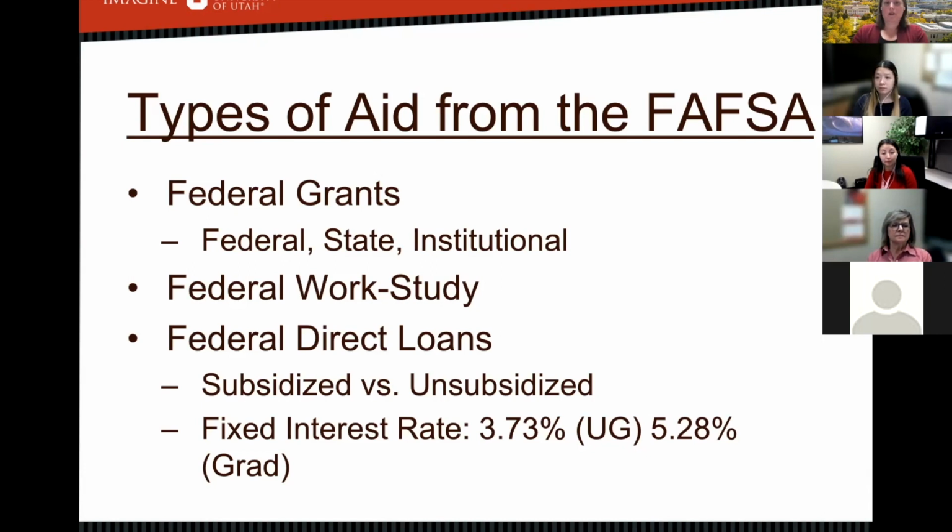And then federal direct loans, there's subsidized and unsubsidized. So subsidized means once you accept that loan and it disperses to you, it will not accrue interest while you're attending school. And then unsubsidized loans is the opposite: once you accept it and it disperses to you, the interest will start accruing. And there's a fixed interest rate of 3.73% for undergraduate and 5.28% for graduate loans.